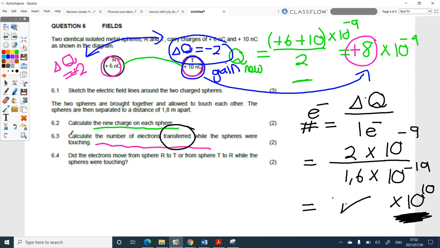Okay, now the last question we already actually answered. It says, did the electrons move from R to T or from T to R? So you already know that T gained. So where did they go? From R to T or T to R? R to T. Good. From R to T. And that is all you write.